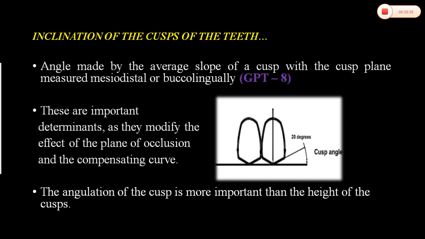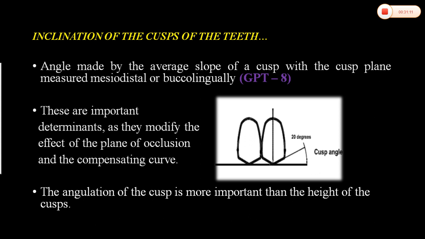The last factor is cuspal inclination, or cuspal angle: the angle made by the average slope of the cusp with the cuspal plane, or occlusal plane, measured mesiodistally or buccolingually. Depending on this, we categorize teeth into 30-degree anatomic teeth, semi-anatomic 20 degrees, or non-anatomic 0 cusp teeth, or monoplane teeth. These are important determinants as they modify the effect of the occlusal plane and compensating curve.